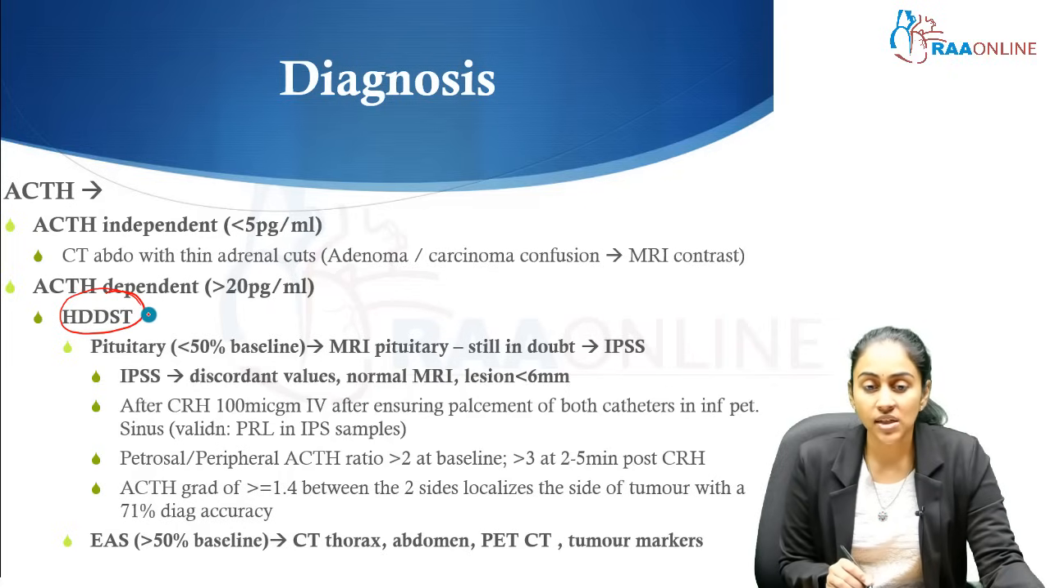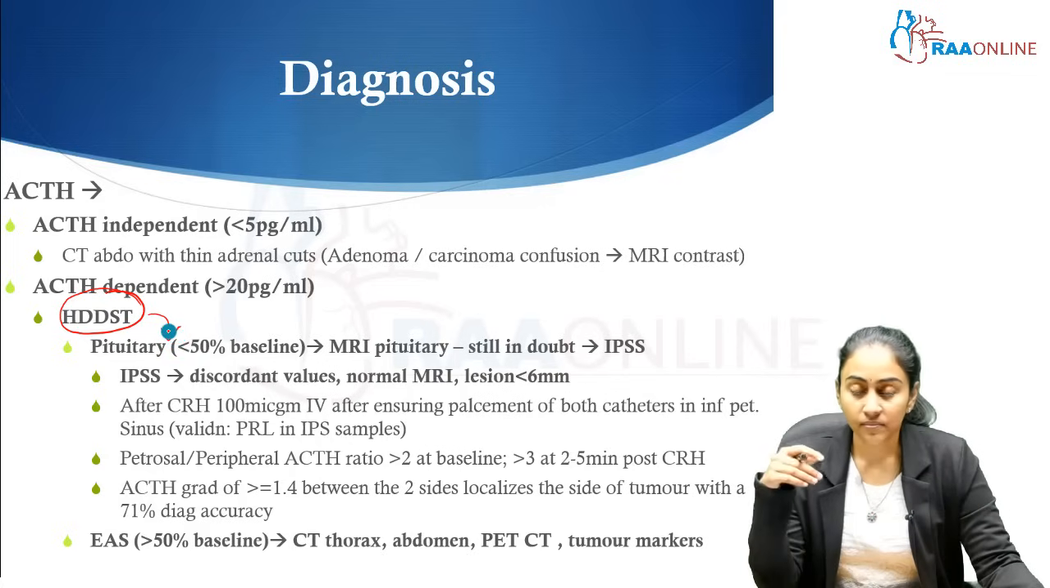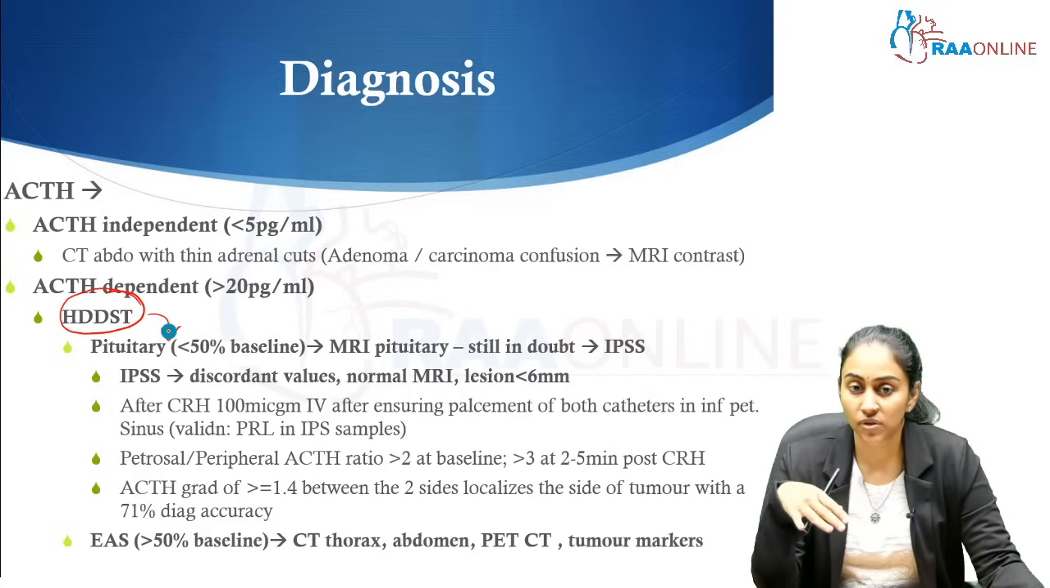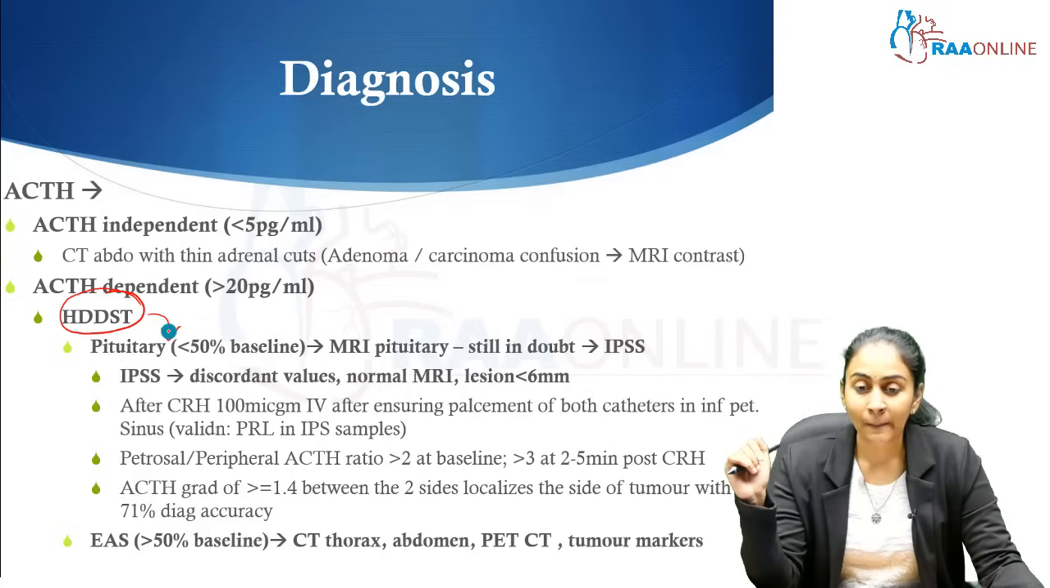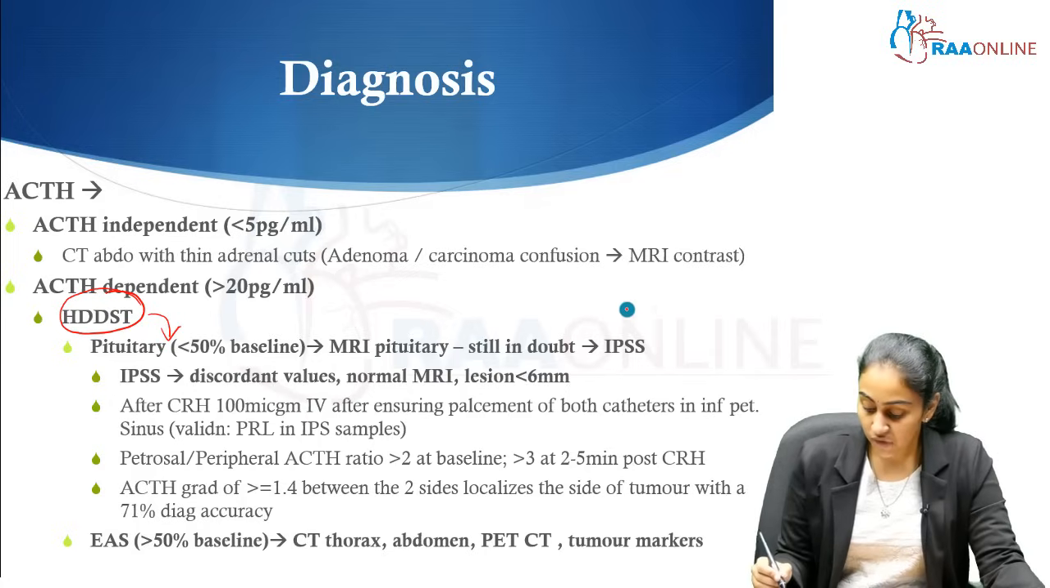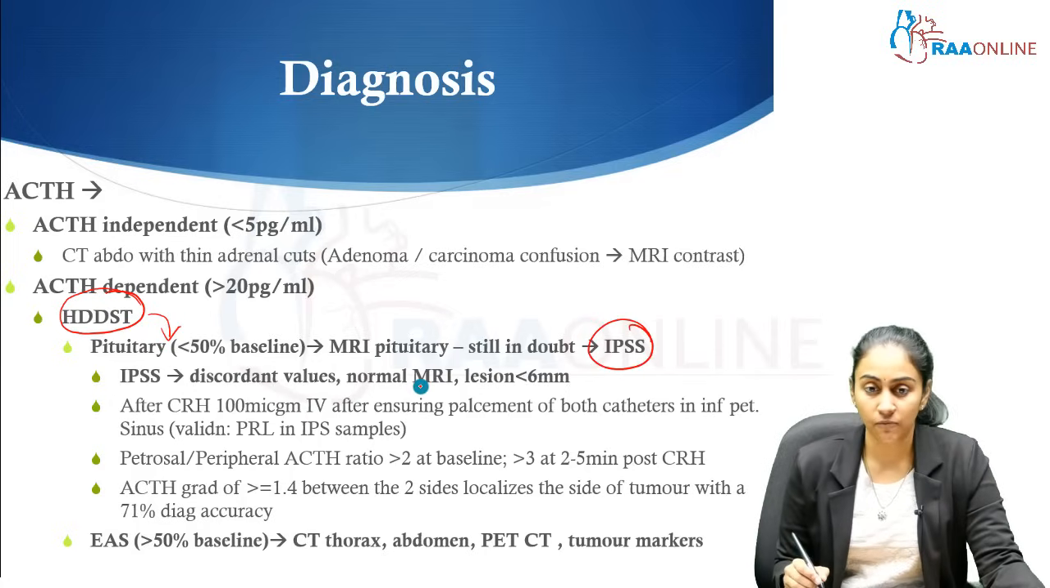If your cortisol levels suppress to less than 50% of the baseline, then that tells you that this patient has a pituitary Cushing's, so this is Cushing's disease. In that instance, you will have to do an MRI. Sometimes, as I mentioned, because these corticotropic adenomas are extremely small, it may be very difficult to pick them up on imaging. So in such instances, inferior petrosal sinus sampling will be helpful.